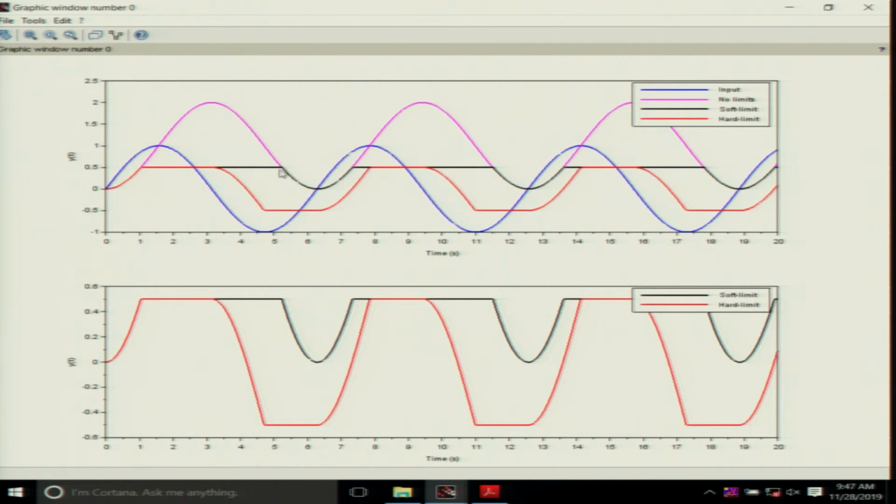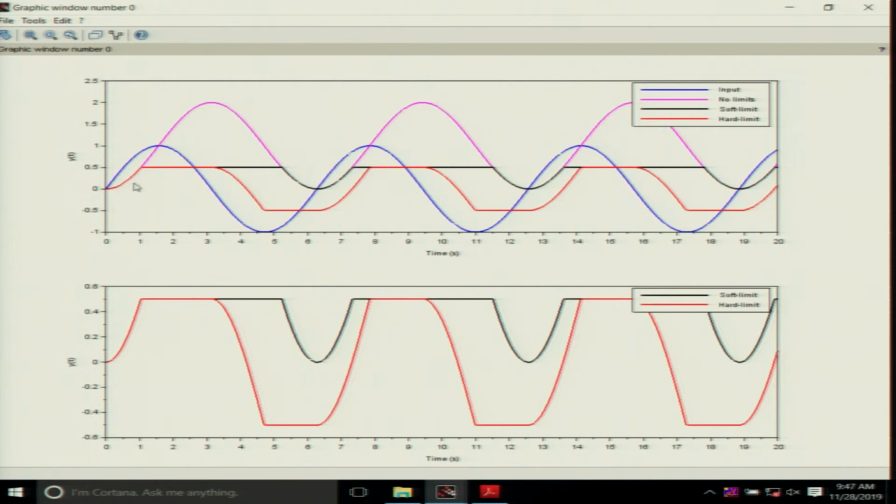So, you see that if you look at this till 0.5, it follows this 1 minus cos omega t, but here it hits the limit. So, it clips the output. Please pay attention to the black signal, and as soon as the output comes below 0.5, it lets it out again. As long as the output is between plus or minus 0.5, it allows it out.